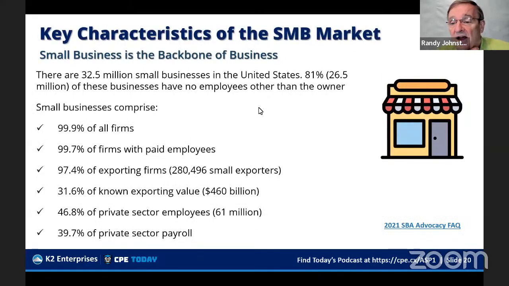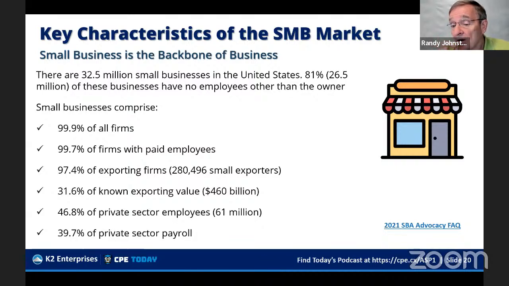Now, numbers wise, there's about 32 million businesses here in the United States. But about 26 million of those don't have employees. So the fact of the matter is that leaves us about 5.5 million or so that have employees. But small businesses are about almost 100% of all firms. And you have 99.7% of these with paid employees.